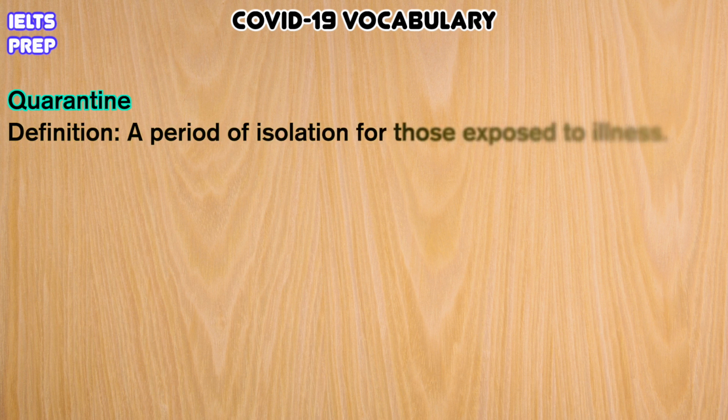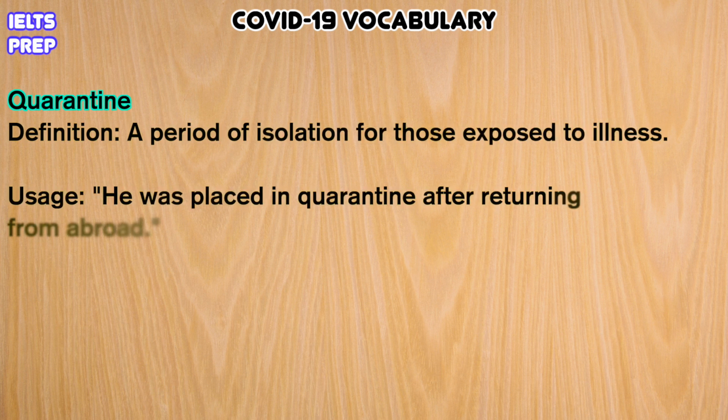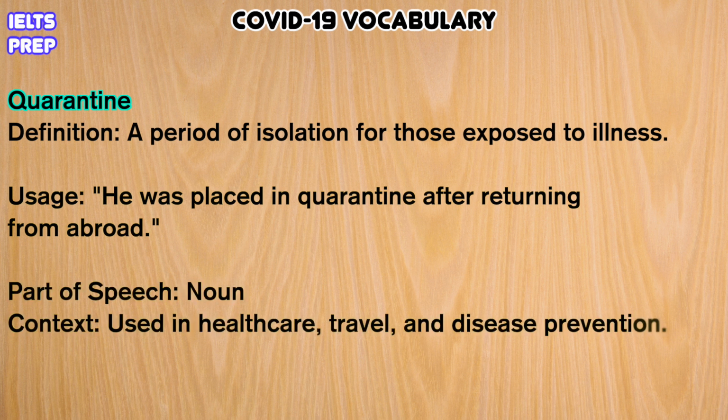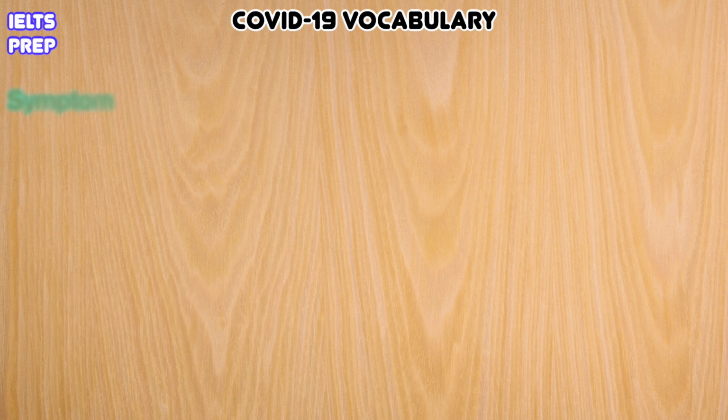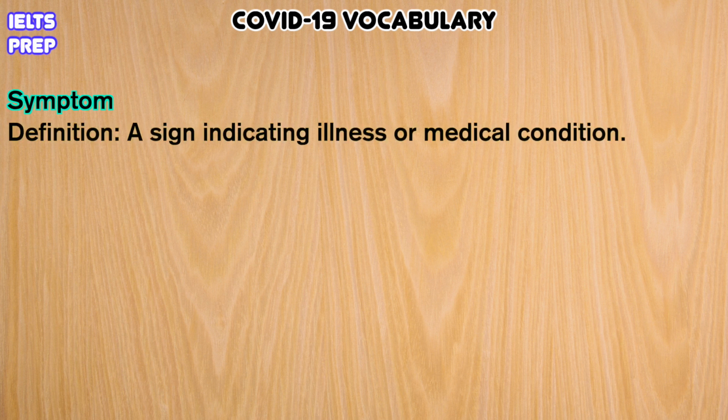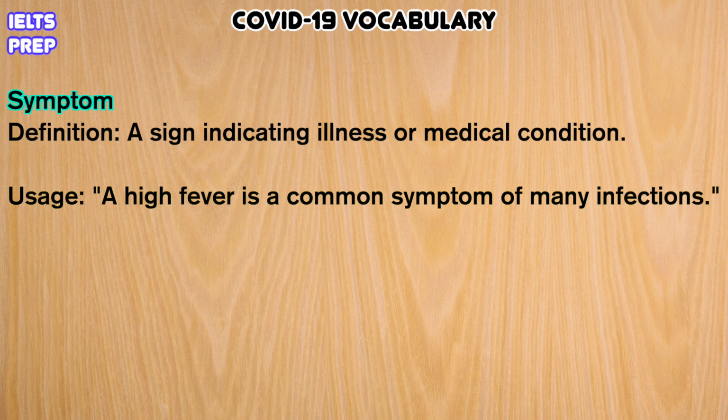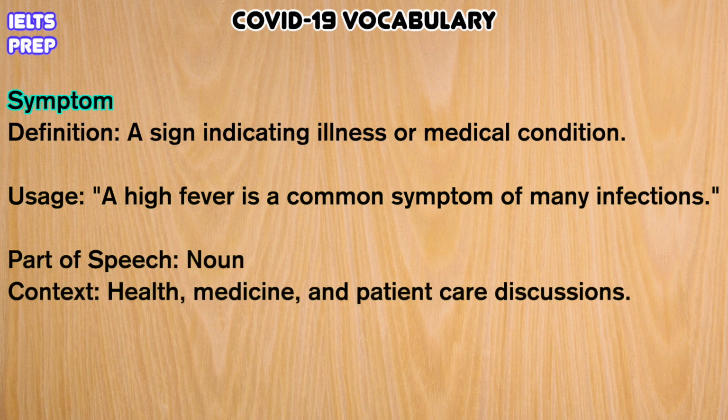Quarantine. Definition: a period of isolation for those exposed to illness. Usage: he was placed in quarantine after returning from abroad. Part of speech: noun. Context: used in healthcare, travel, and disease prevention. Symptom. Definition: a sign indicating illness or medical condition. Usage: a high fever is a common symptom of many infections. Part of speech: noun. Context: health, medicine, and patient care discussions.